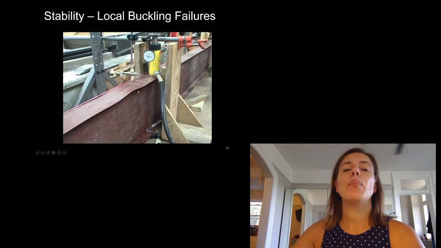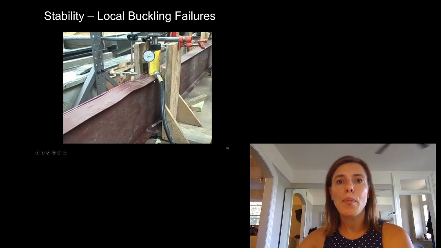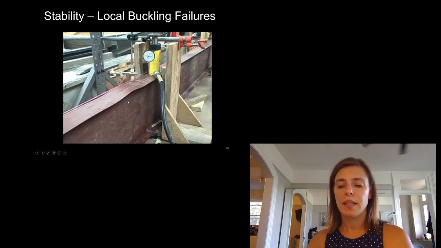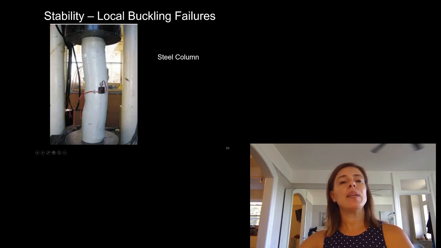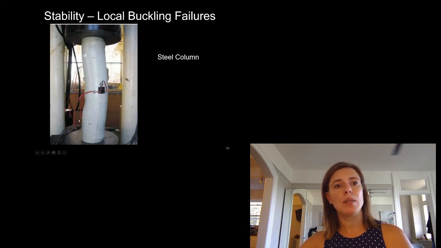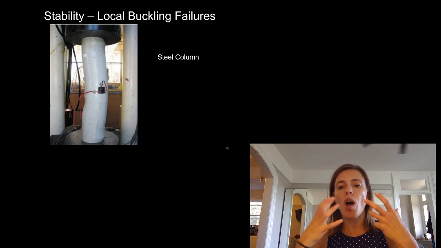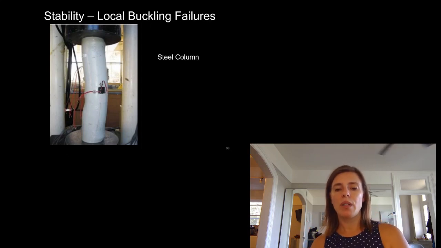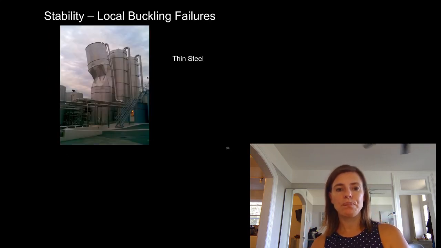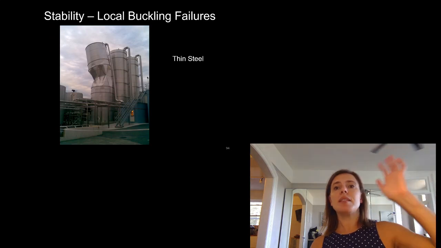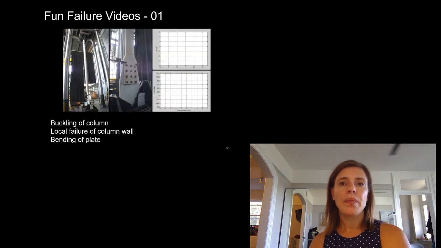Here's another example of local buckling. You can see the top of this is all warped. And here's that same test. Instead of both sides being smooth and buckling sideways, this one here is kind of warped and bubbly. That's because this plate of steel buckled locally. So we're talking about a plate within the element buckling versus the object as a whole buckling when we're talking about local buckling failures. Here's just some big thin steel buckling.